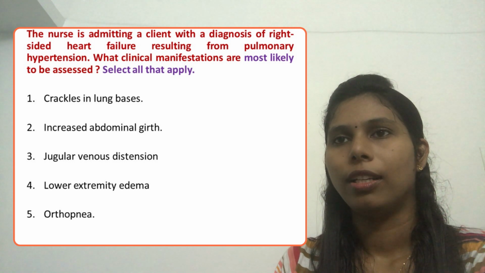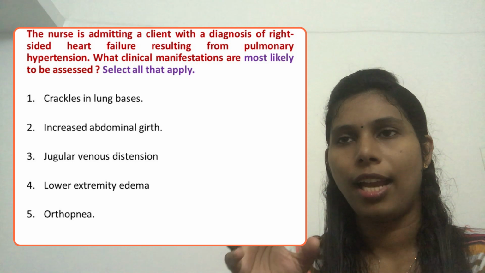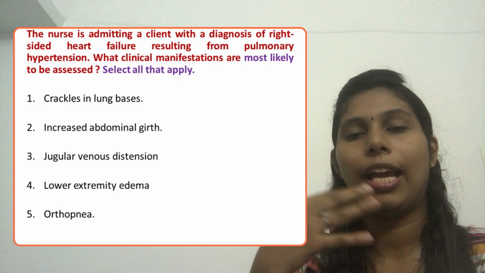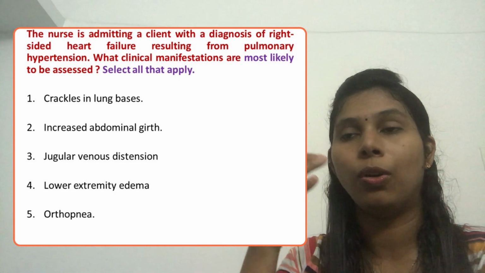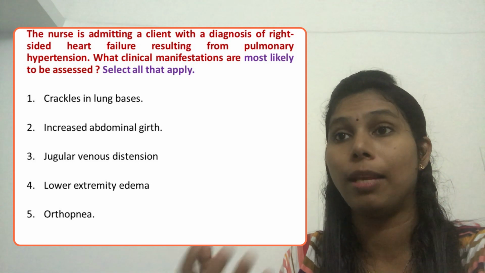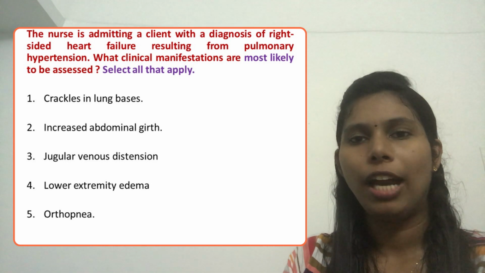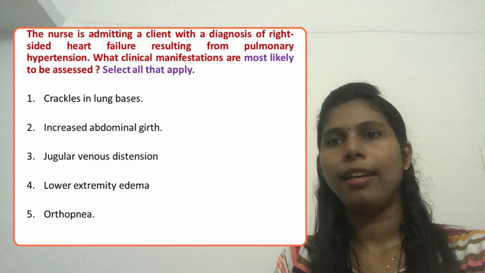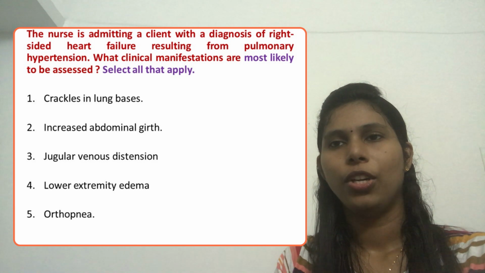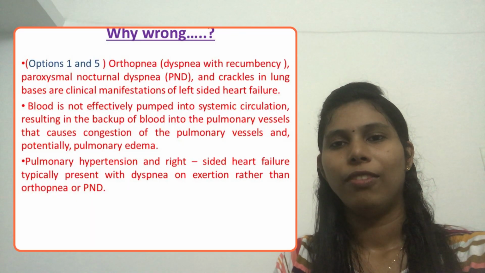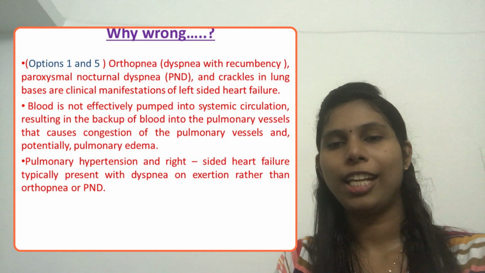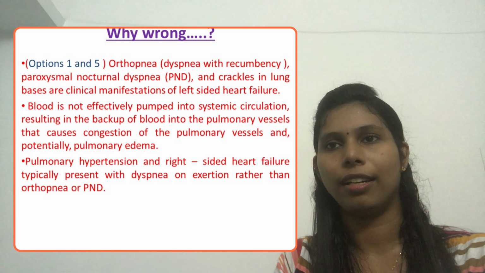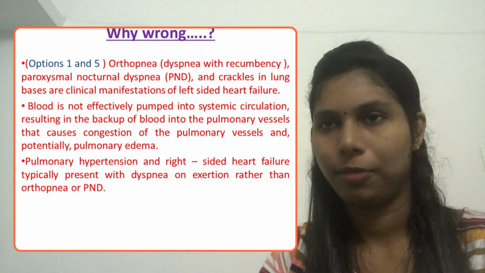So we'll read the question. This is a right heart failure client, and that is resulting from pulmonary hypertension. So what are the symptoms that the nurse should most likely assess? We have already studied the main symptoms in right heart failure. So we'll see. Crackles in lung bases. What do you think? Is that an answer? We said the crackles, where we will listen, the lung problem, where we can see left heart failure. Here the condition is right heart failure. So we can eliminate option 1.